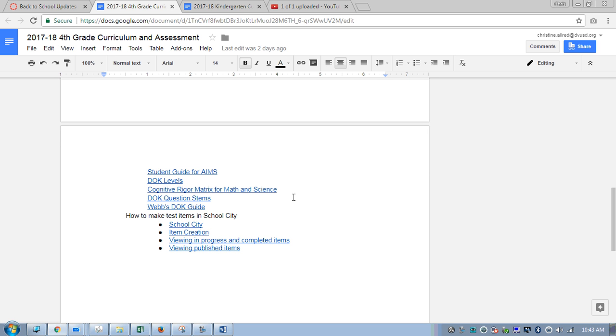On the DOK levels, the one that I really want to point out is this cognitive rigor matrix for math and science. It's a really nice handout because most of the time DOK handouts are more geared towards language arts. This one uses math and science examples and language, and so for us it's a little bit easier to fit into where the task that we're asking kids to do, what DOK level that really is, because they use our language.